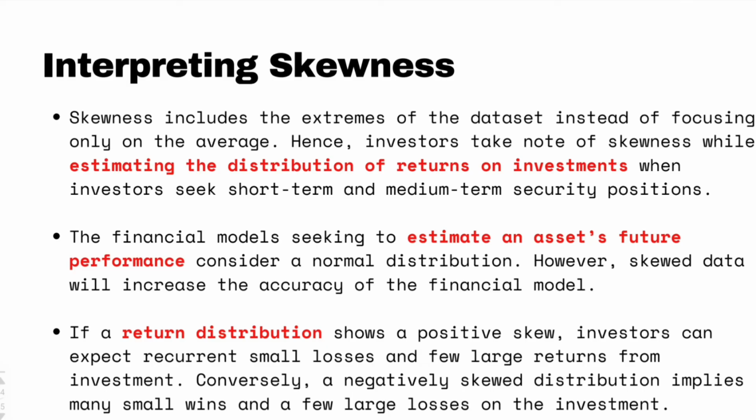In the same way, financial models which try to estimate an asset's future performance generally consider a normal distribution, like the rate of depreciation or appreciation of an asset. We generally consider that it will follow a normal distribution, but it may not be the case. The data might be skewed, and if we can find that skewness, then our financial model will be much more accurate.